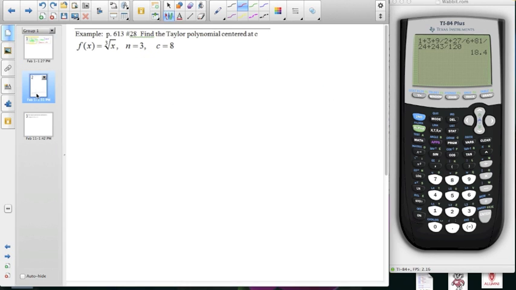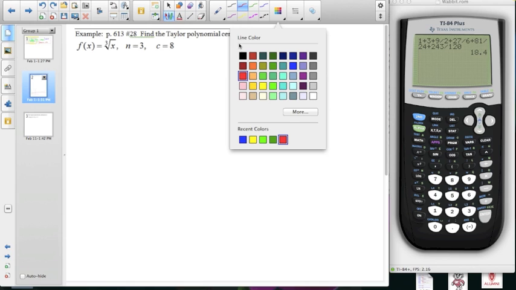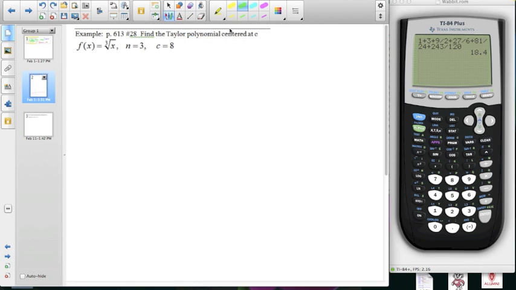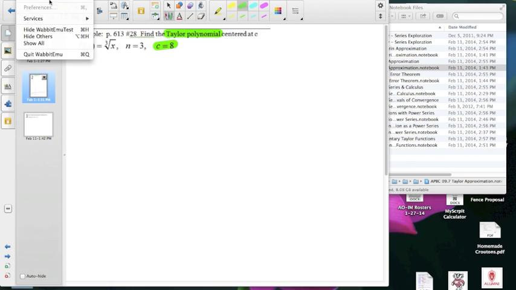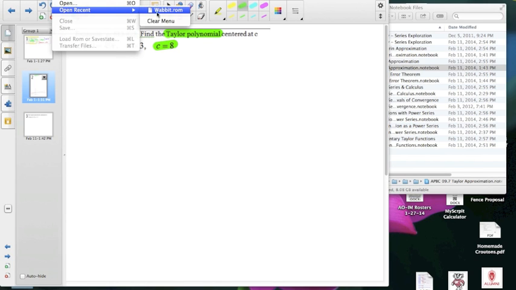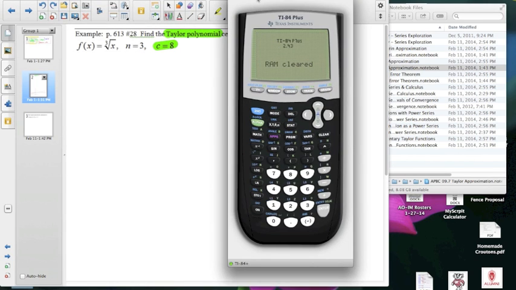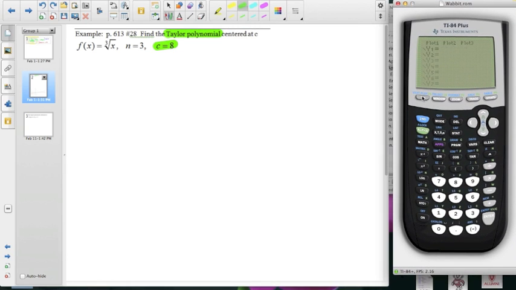So if we take a look at this, it says find the Taylor polynomial centered at 8. Okay, for this. If we notice, this is a cubic, so we're talking about the cube root of x, and so if we look at that function, x to the 1/3 power.